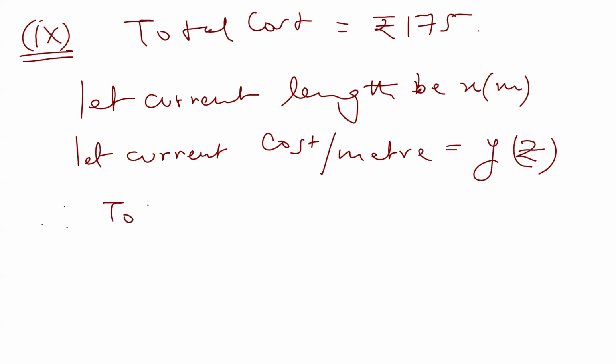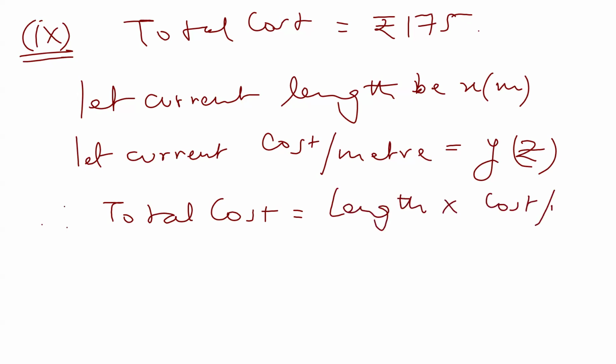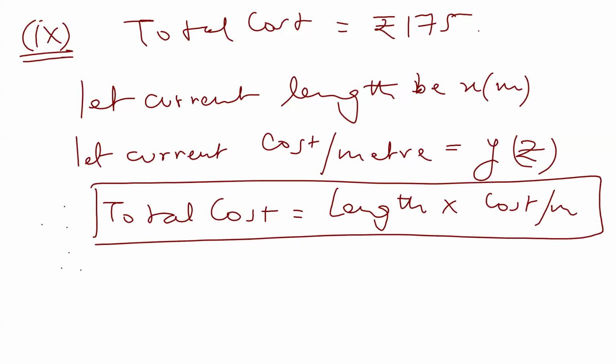Therefore, total cost is equal to length into cost per meter. Therefore, this is a formula. It's not a formula, it's common sense. The total cost will be length, whatever length of the cloth is there, into cost per meter.